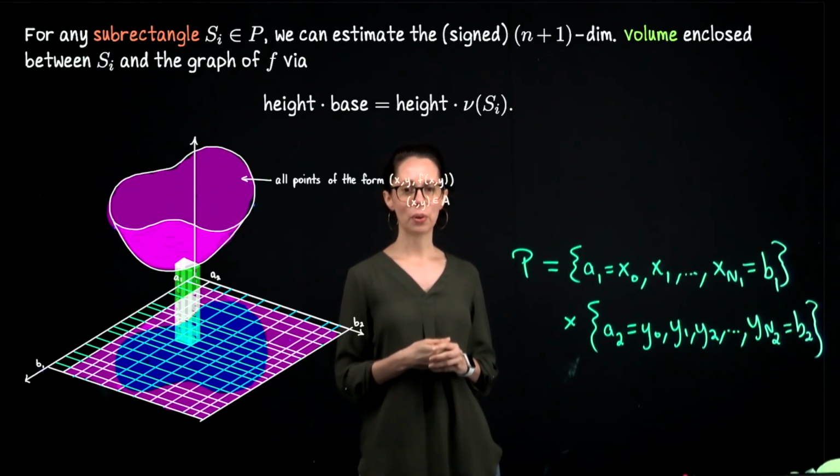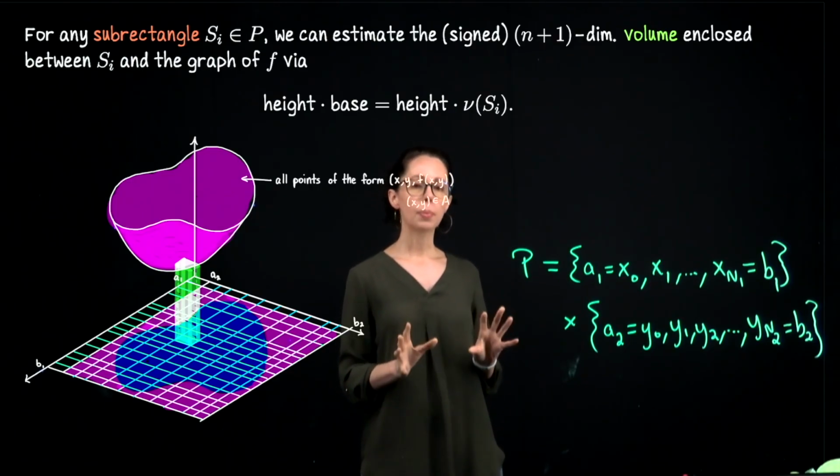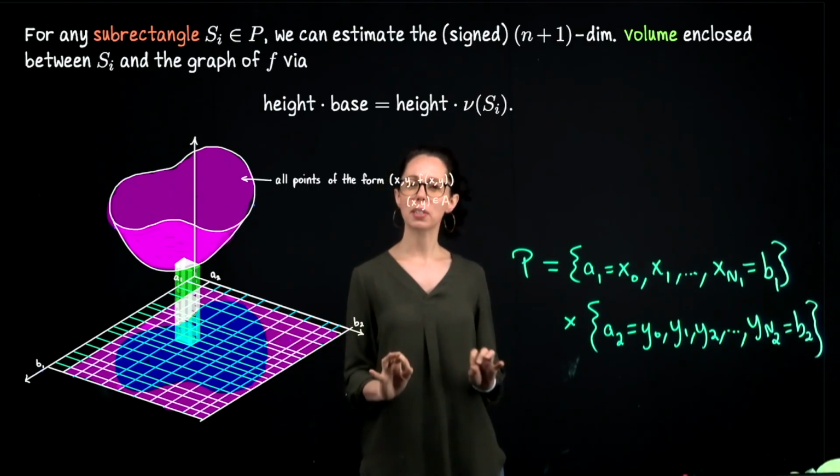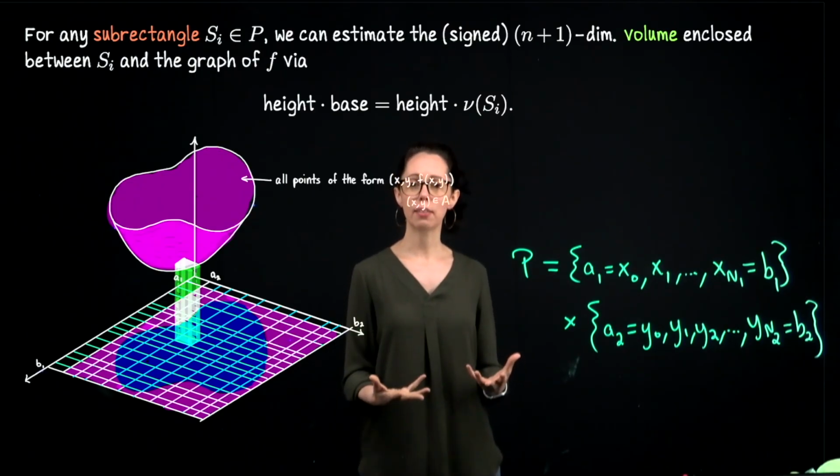So what I would like for you to do is just pause this video for a moment and see if you can write down the upper sum and lower sum of f with respect to this partition, again, taking what we had before in the previous lecture and just generalizing it for this new context.